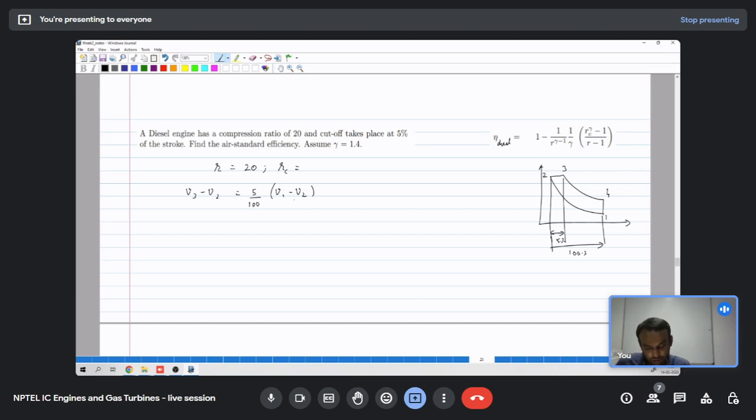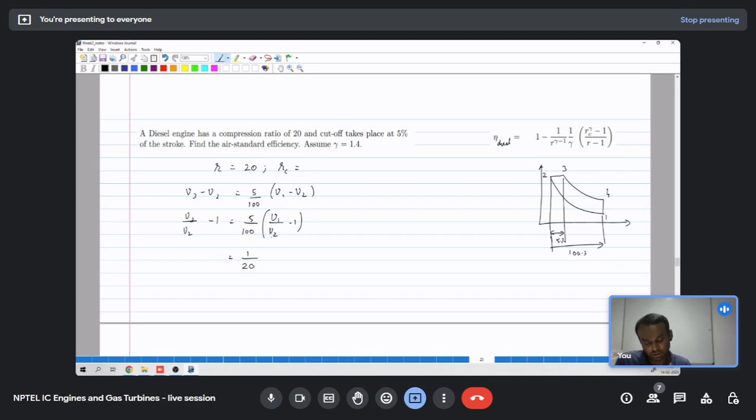Then we will have, dividing everything by V2, V3 by V2 minus 1 is equal to 5 by 100 times V1 by V2 minus 1. So this is 1 by 20.